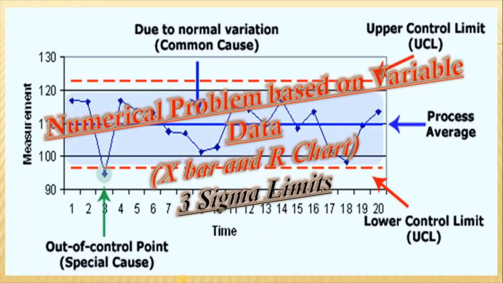Process capability study is carried out to measure the ability of the process to meet specified tolerances. So in these 3 sigma limits we are finding whether the process is within process capability limits or not. For that we are plotting the control chart based on the 3 sigma limit. For that we will see one numerical problem.